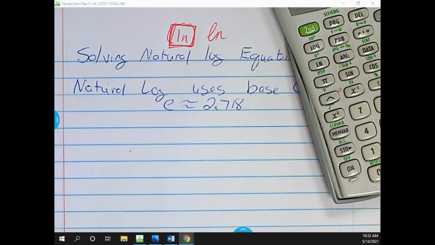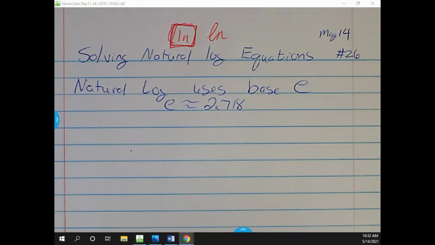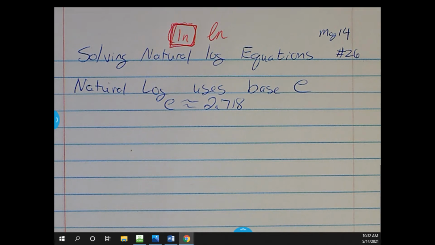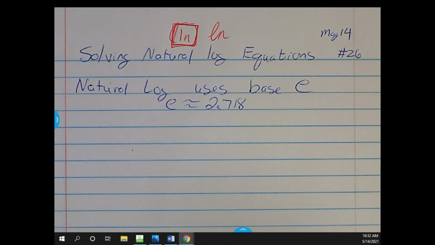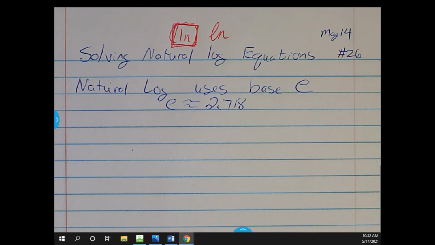It's just one of those numbers that pops up a lot when you're working with money or the way certain things happen. E is one of those numbers that naturally happens, just like 3.14 pops up with circles when you compare your radius, circumference, and diameter. So they said, since that number naturally happens when we work with things, they call it the natural base. So natural log uses base E.